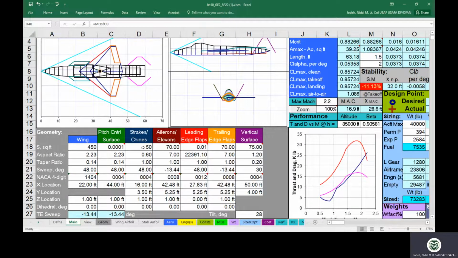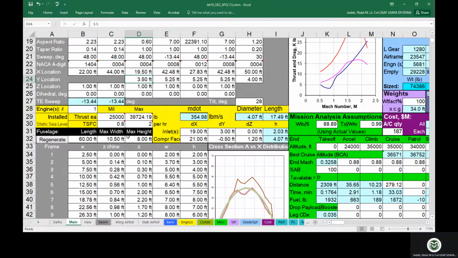The strakes are pretty big. I can get the strakes down to 25, strakes and chines. I can't have them disconnected, so I need to move them back on the X position. X position, I'll move them to 20 and then they reconnect. It's more like maybe 19.5. And then they reconnect, strakes and chines, right? Look at the fuselage. It's a little long compared to where the engine ends. Can I adjust the fuselage length? You bet. I can put that at maybe 55 feet.